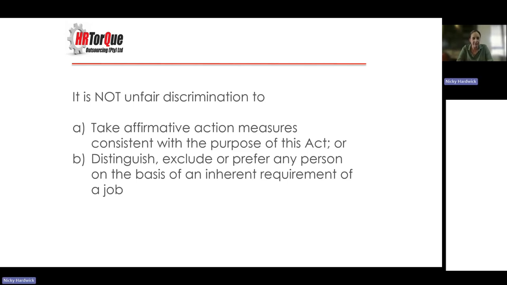If, however, I do not have an employment equity plan or it doesn't say that, I do need to be careful of picking one over the other on the basis of something that's listed in section 6.1.